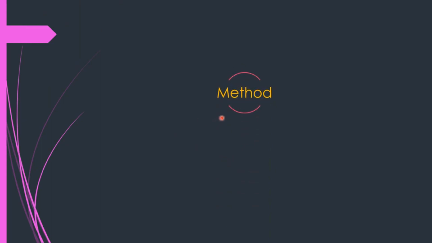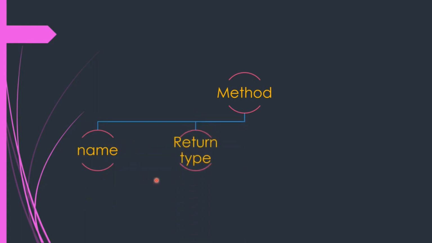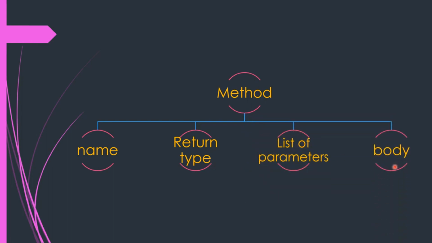Now, a method has four parts. First is the name of the method. Second is the return type from the method. Third is the list of parameters. And fourth is the body. We will be discussing all of them in detail. Before that, it is important to mention here that the list of parameters is optional. It is not necessary that you provide a list of parameters. It is up to you whether you provide it or not. So you can say optional list of parameters. Now let us discuss these parts in detail.